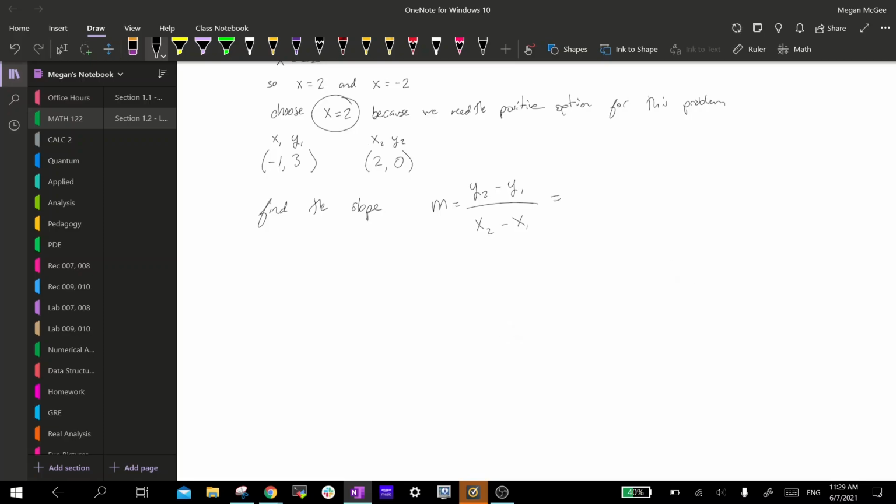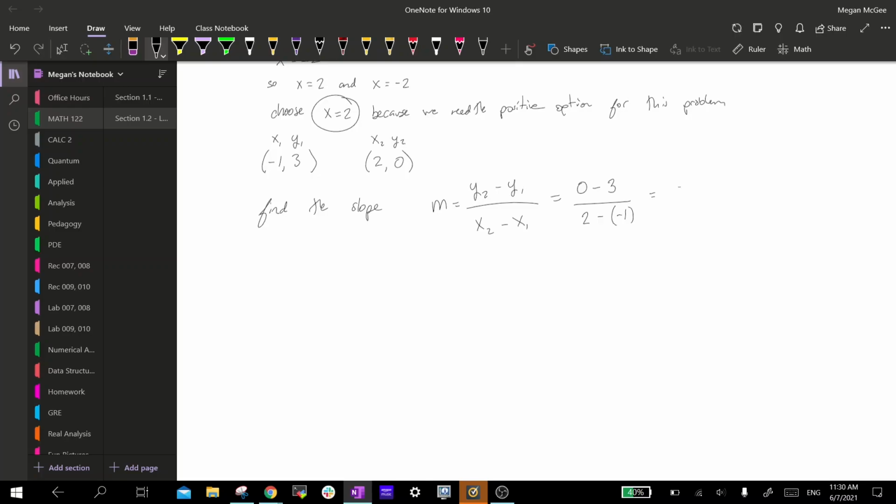Okay, so I need my y sub 2, which is 0, minus my y sub 1, which is 3. It's okay if 0 is technically smaller. Alright, like I said, it doesn't matter. So then we have our x sub 2, which is 2, minus x sub 1, which is negative 1. And we see I'm using parentheses here again to be super careful with my negatives.